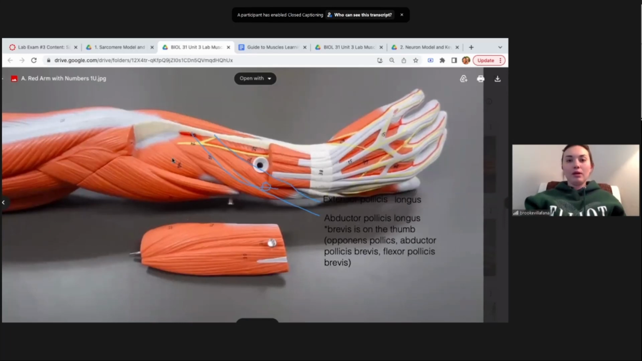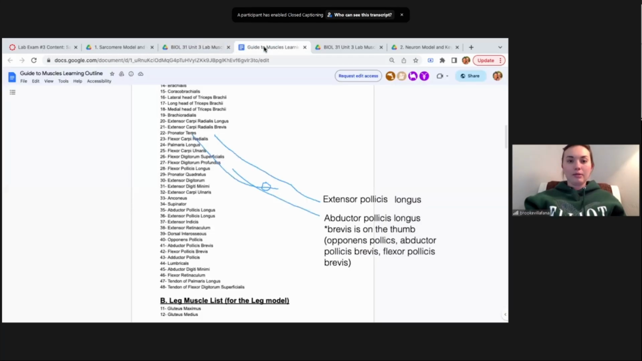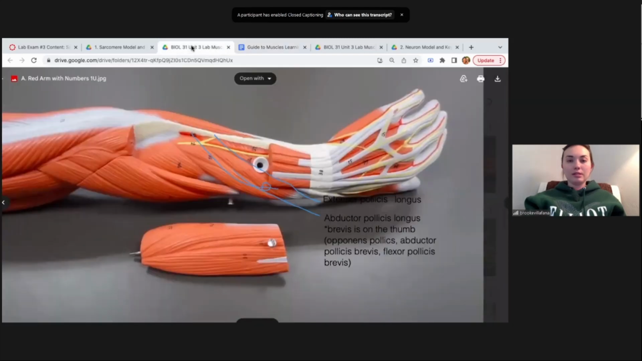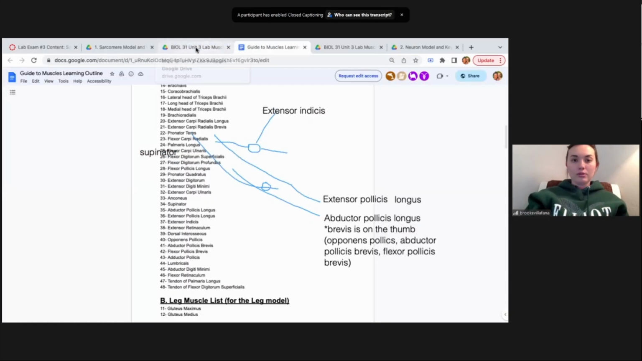Okay. All right, and then we have 37 back here. It kind of runs back there, and I believe that should be extensor indices. So it's going towards the index finger, which is like your pointer finger. So 37 right here, extensor indices. And then, like I had said before, this is the supinator here. 34 is your supinator.